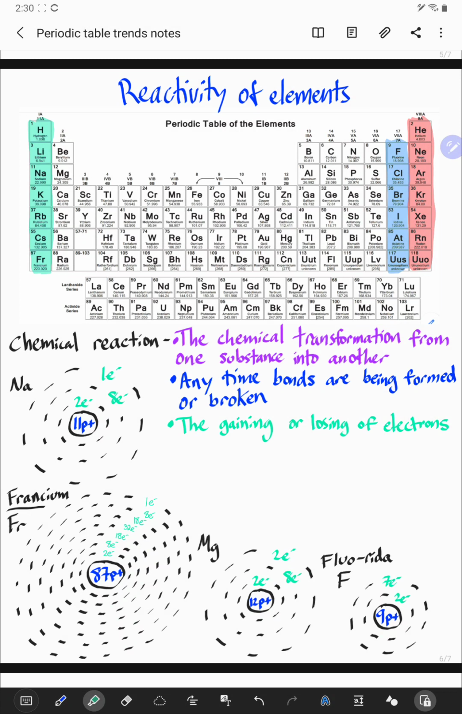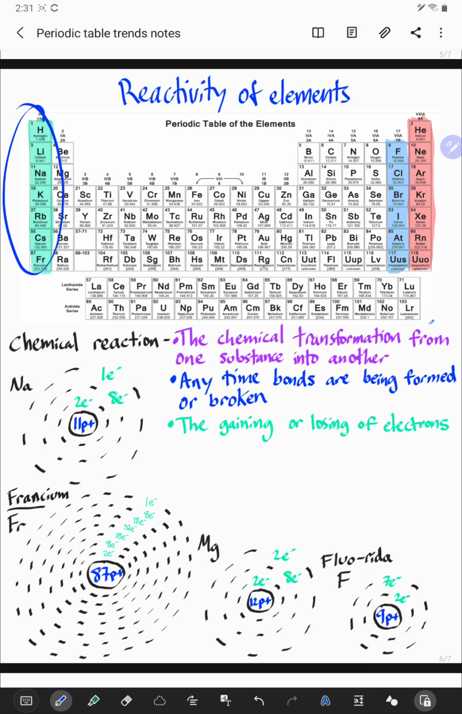Why are they so reactive? Well, let's look at our elements here, these halogens. Why are they so reactive? Well, they are just one electron away from getting to 8 valence electrons. So fluorine, for example, right here, fluorine has 7 valence electrons. If it just gets one more electron, here's an electron right there. If it just accepts one more electron, well, now it has 8 valence electrons. So that's why it's so reactive. It just needs one more, so it's going to react very heavily so that it can get that one more.